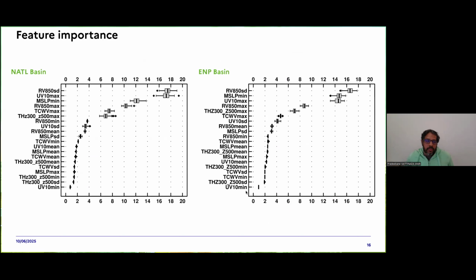Then I wanted to look into the predictors to see which ones are the most important to detect a cyclone or not. The top 6 are the relative vorticity, the maximum wind, and the mean sea level pressure. It's the same top 3 for both basins. Basically, they characterize the vortex, the intensity, and the cyclone eye location, which is quite reassuring. We are actually detecting the important features for cyclones.